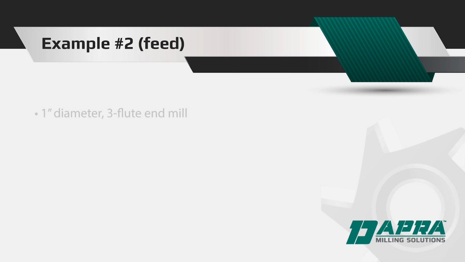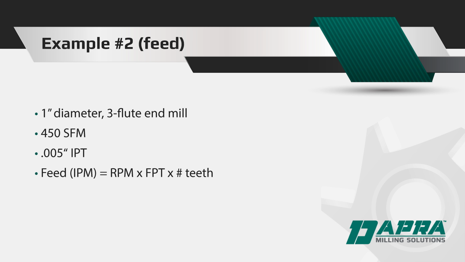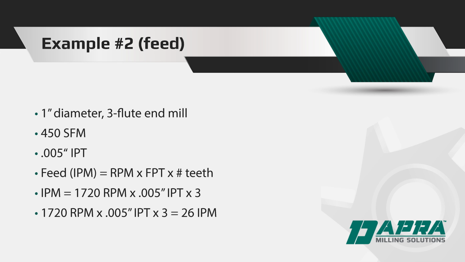So how about the feed rate for that second example? We have a 1-inch diameter 3-flute end mill, programmed at 450 surface feet and 5,000 feet per tooth. Our feed in inches per minute is equal to the RPM times the feed per tooth times the number of teeth. So for this example, 1,720 RPM times a 5,000 feet per tooth times 3 teeth gives us 26 inches per minute.